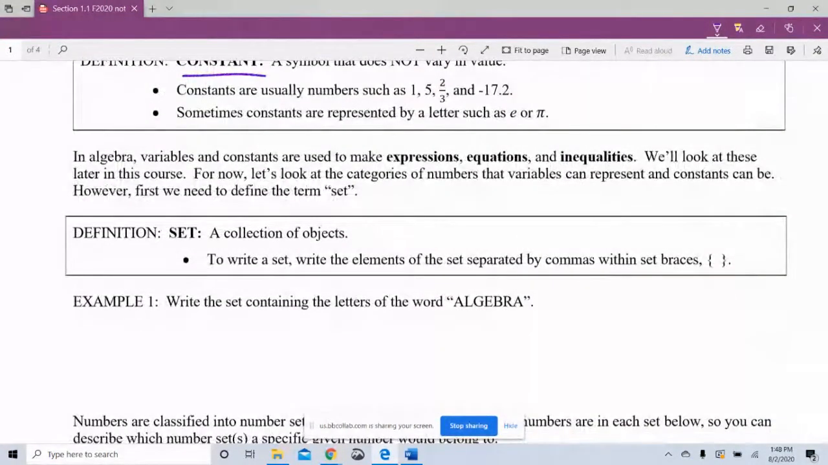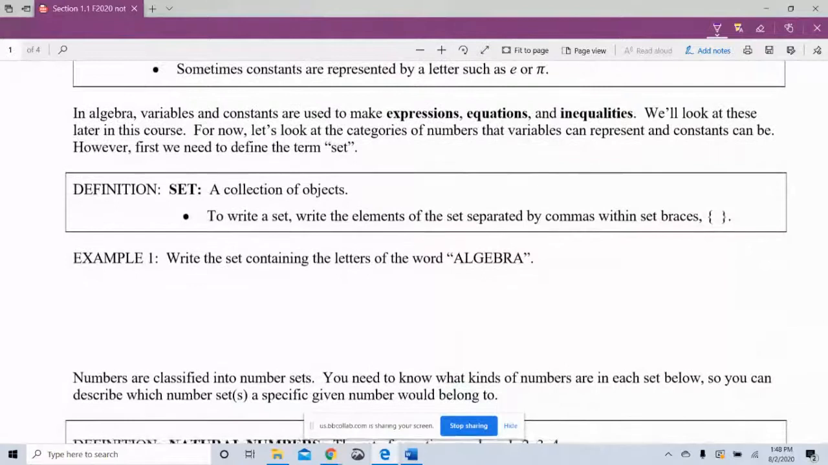Now in algebra, variables and constants are used to make up expressions, equations, and inequalities. We're going to look at each one of these later on in this course, right? But for now, we need to make sure that we understand all of the values that variables and constants can be, and those are the different sets of numbers. So let's talk about the definition of a set next, right? So a set is a collection of objects or a collection of numbers.